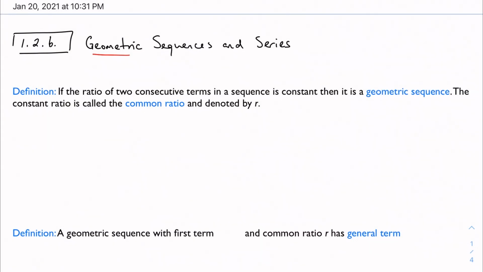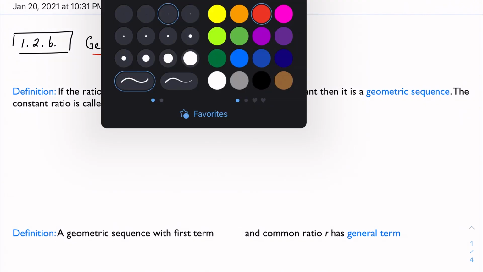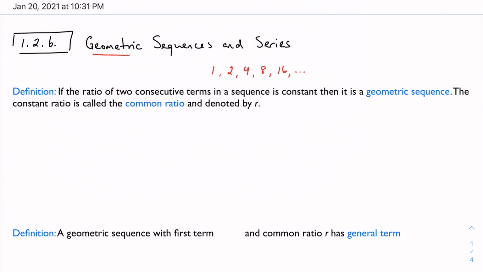So now with what we're moving on to in 1.2, we're talking about geometric sequences and series. And these types of sequences might look something like this: 1, 2, 4, 8, 16, and so on. Well, I don't have a common difference, right? I'm not adding the same thing to get from term to term. I'm multiplying the same thing to get from term to term. In this case, I'm multiplying by 2 every time.